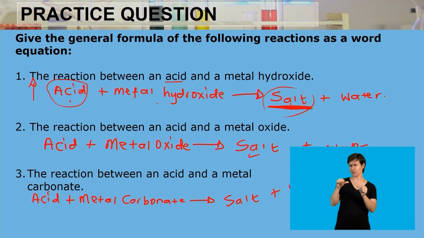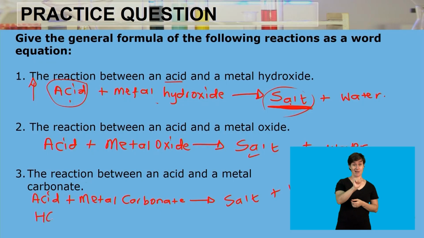For us to be able to do that, we need to use a practical example. Let's use HCl as our acid, hydrochloric acid, plus the metal carbonate, which is now going to be calcium carbonate.